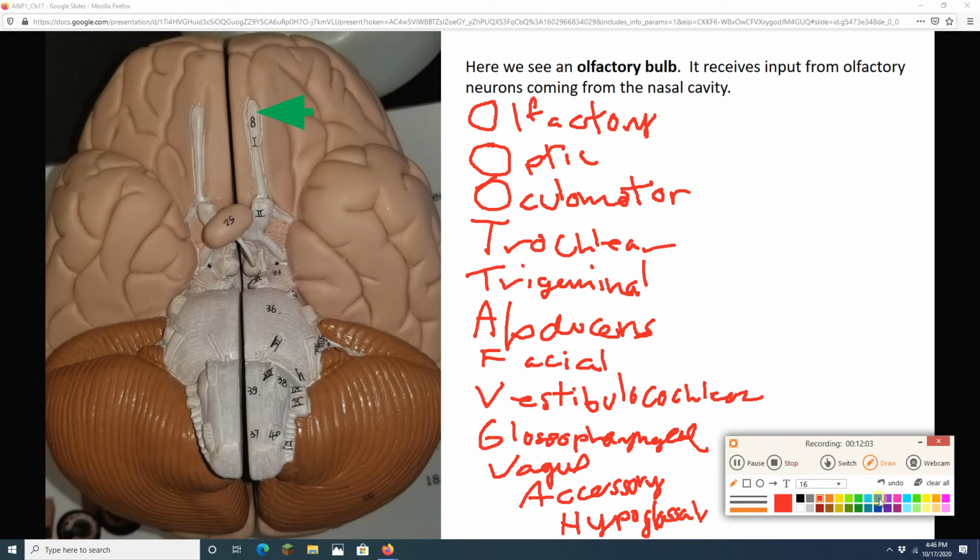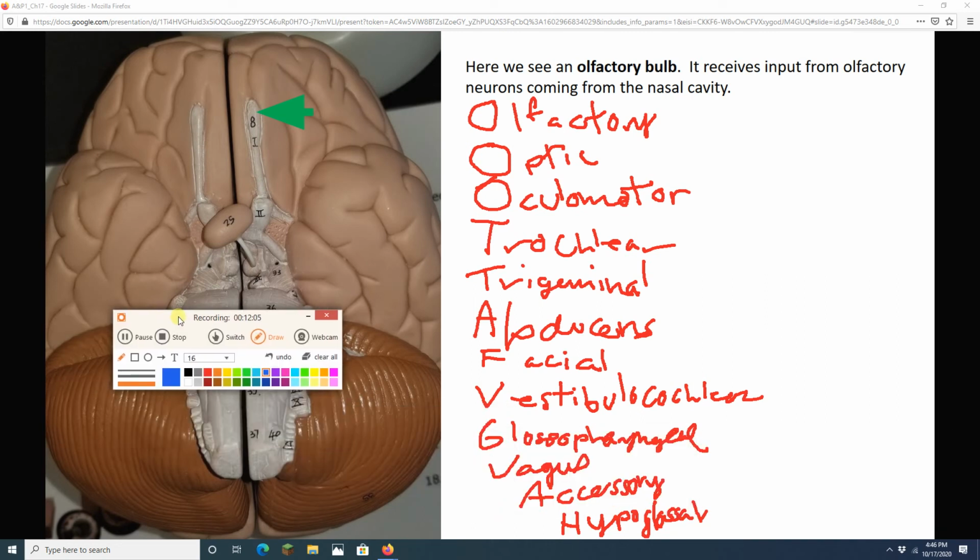So we got all these different guys. There's a lot of mnemonic devices out there. If you Google cranial nerves mnemonic devices, you'll find a lot. Not all of them are rated G, so you are forewarned if you Google that.